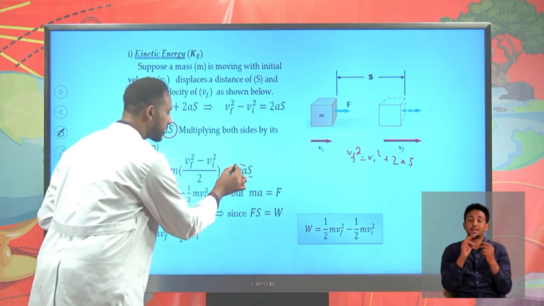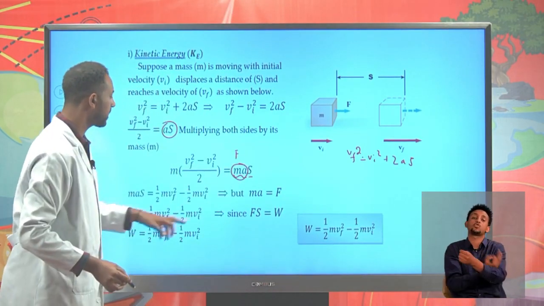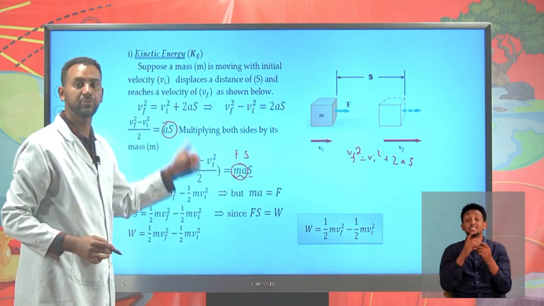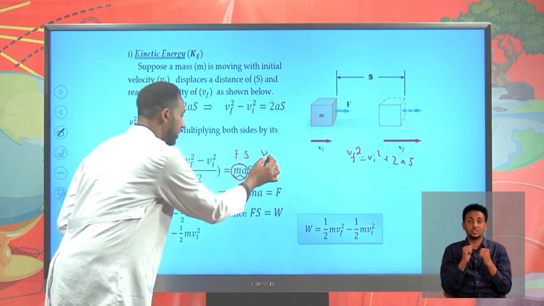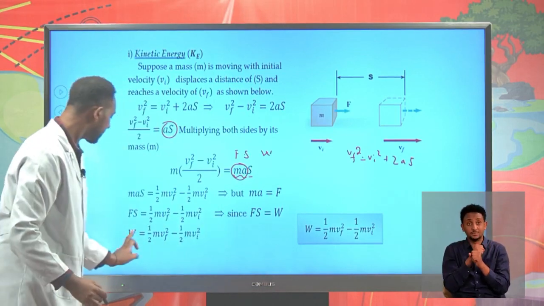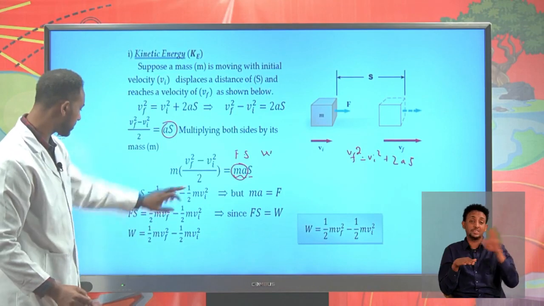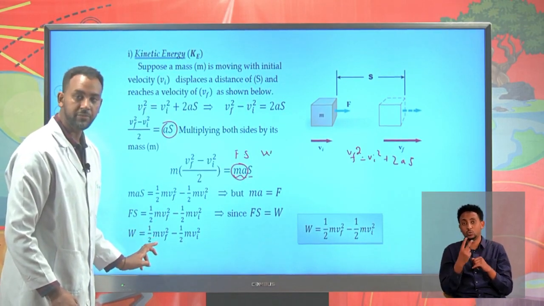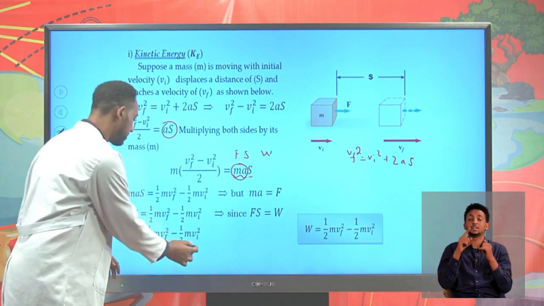Mass times acceleration is known to be force, and here you have displacement. Force times displacement, as we have previously mentioned, is work. So work is equal to, after rearranging, one half m v final squared minus one half m v initial squared.